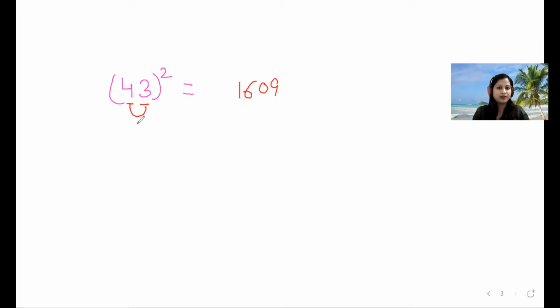Now multiply the digits. 4 multiplied by 3, and again we will multiply by 2. So 4 times 3 is 12. 12 multiplied by 2 would be 24. We'll write in the middle. Now let's add, and how much we'll get? Let's have a look. So we'll get 9, 4, 8, 1. So 1849. This would be the answer.